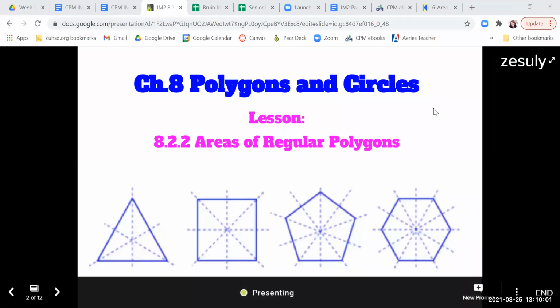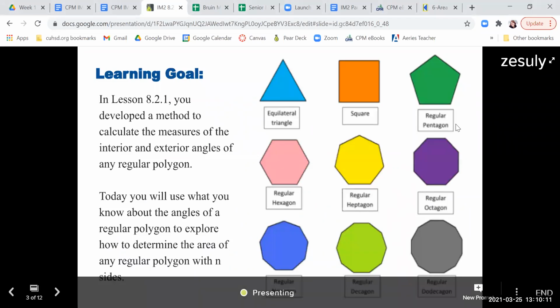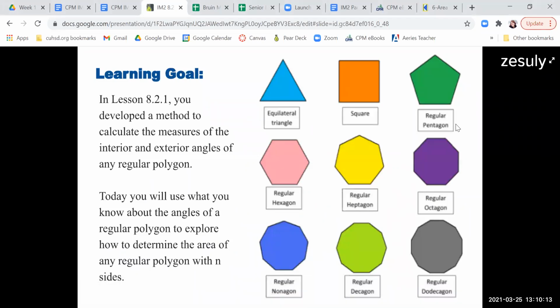So today is about areas of regular polygons. Okay, so the learning goal. First of all, these diagrams are here to remind you what the names of the different polygons are. So as I'm discussing this, you might as well just take a look at the names here of these polygons.